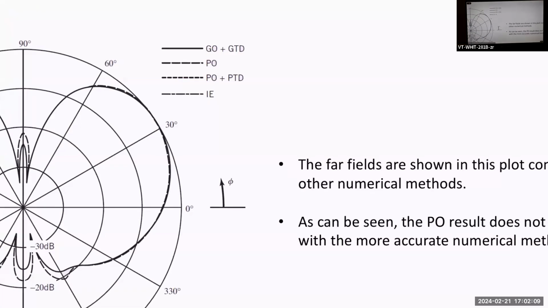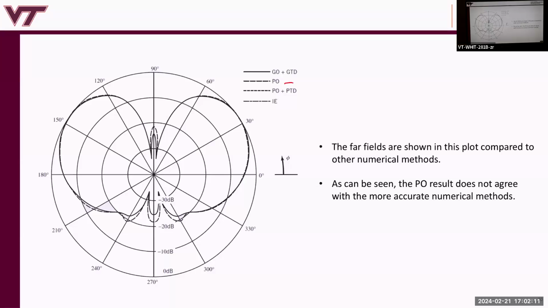Then there's physical optics, which is this dashed line. Then there's physical optics plus PTD. You can supplement physical optics with some currents that account for diffraction that's not modeled, the edge diffraction from the last slide that physical optics didn't capture. You can model that using the physical theory of diffraction. And then the integral equation.